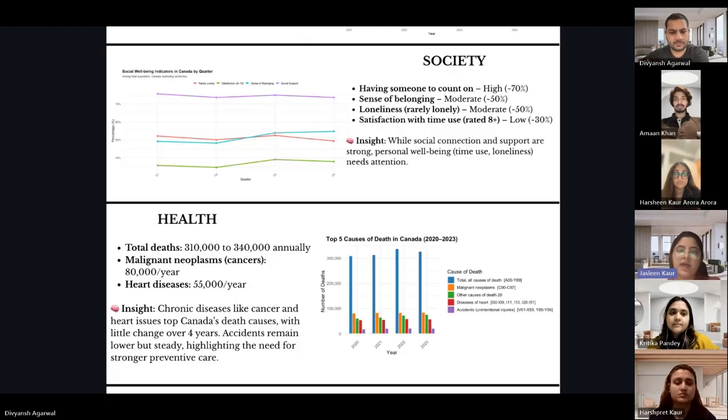Second up, cancer was the leading cause. Cancer was the leading cause of death in Canada. In simple terms, it had the highest number of deaths each year. This shows that cancer is still a major health challenge and needs more focus in terms of research, early detection, and treatment.